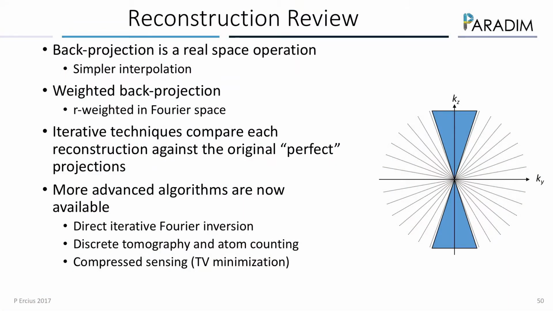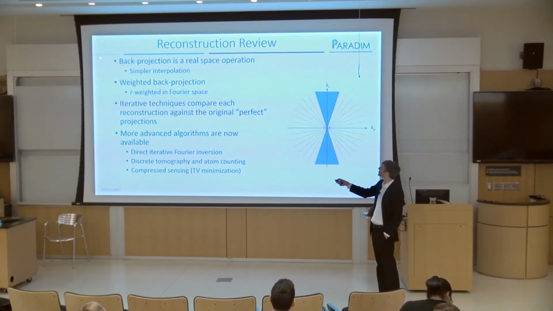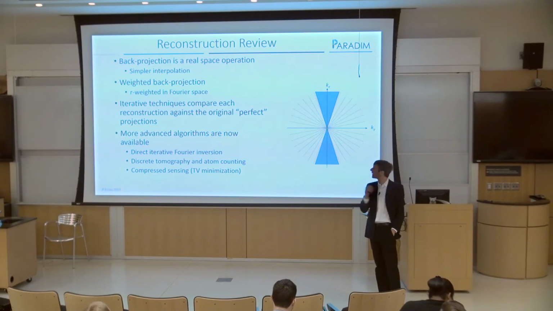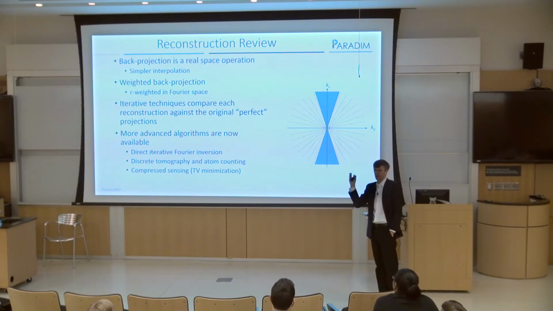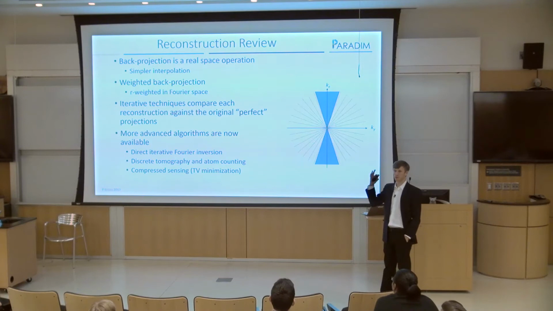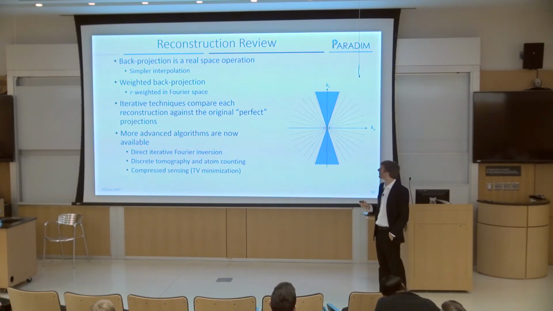So everything that I just told you, I need to tell you again, right? Back projection is a real space operation. By real space, I mean there's no Fourier space. You use radon space, which has a simpler interpolation. It's generally faster and much simpler. It's available in all the codes that you'll generally use. Okay? And for most people, this is good enough. You don't need to go much more beyond this.